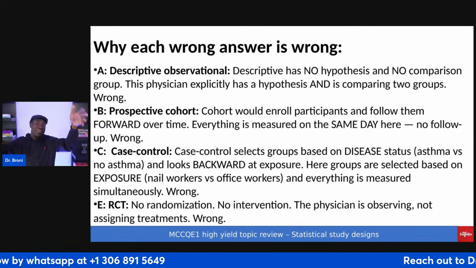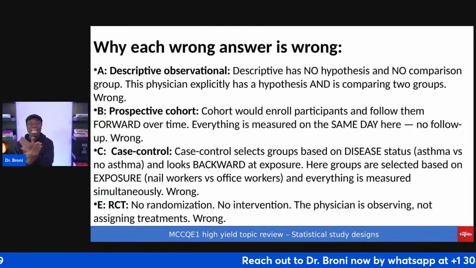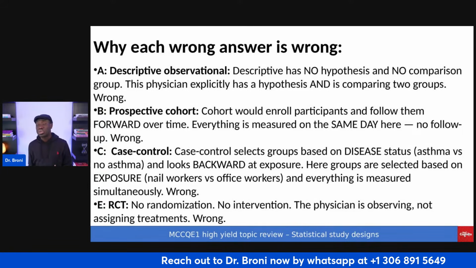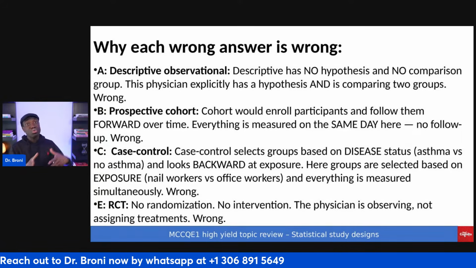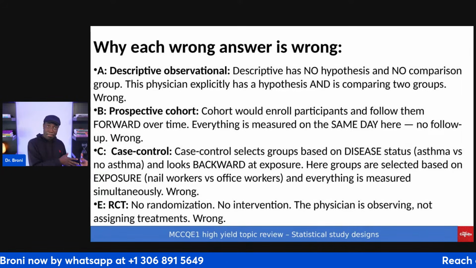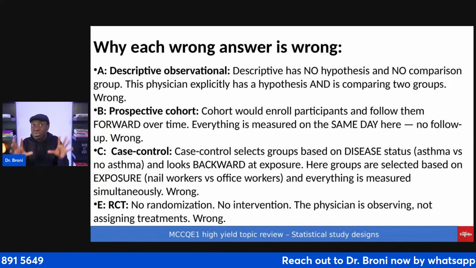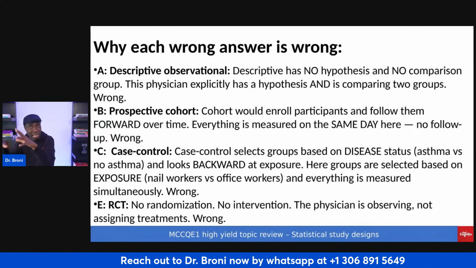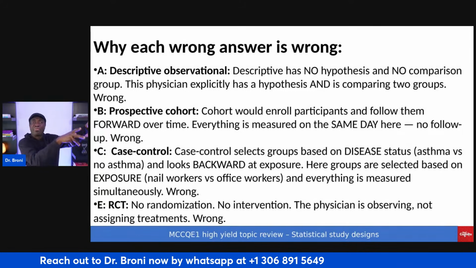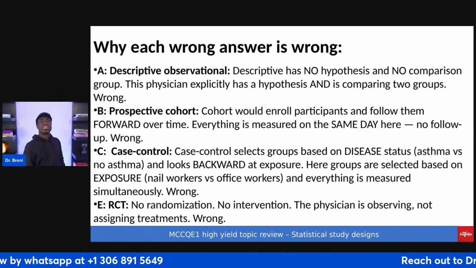So that one, we know that B is wrong. This one, the doctor is taking the information there and then doing an analysis. Case control study, he would have picked those who have the asthma versus those who don't have asthma. And he would have asked, what were you exposed to? But this time, he didn't do that. What he did was pick those who work in a nail salon and people who are office workers. And then he's doing an analysis on a particular day.